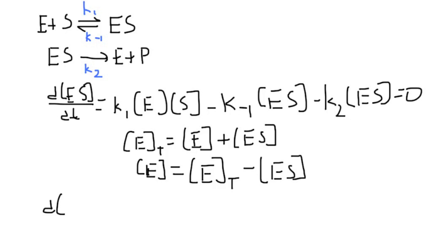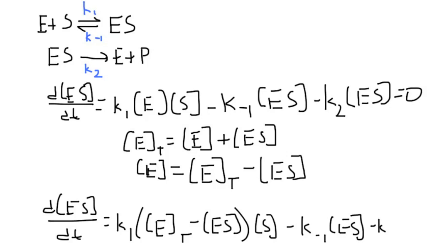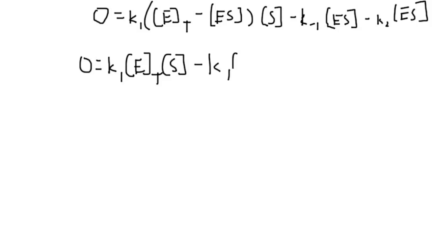We now substitute E sub T minus ES for E in our previous equation. We then have 0 equals K1 times the quantity E total minus ES, times S, minus K-1 ES minus K2 ES. If we distribute the K1 and S in the first term, we are left with K1 times E total times S, minus K1 times ES times S, minus K-1 times ES, minus K2 times ES.